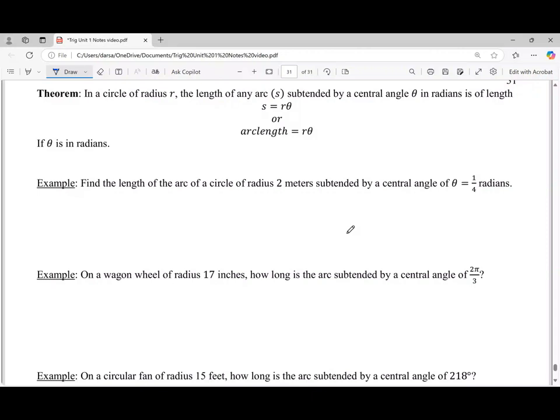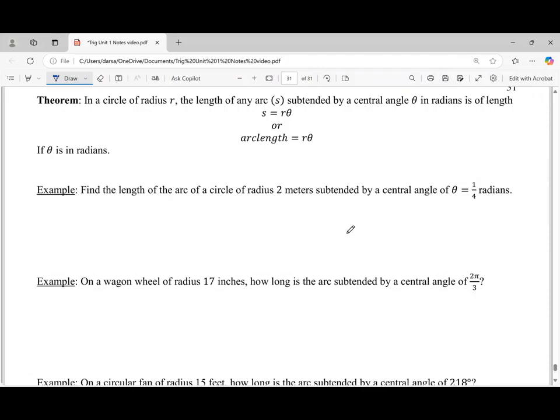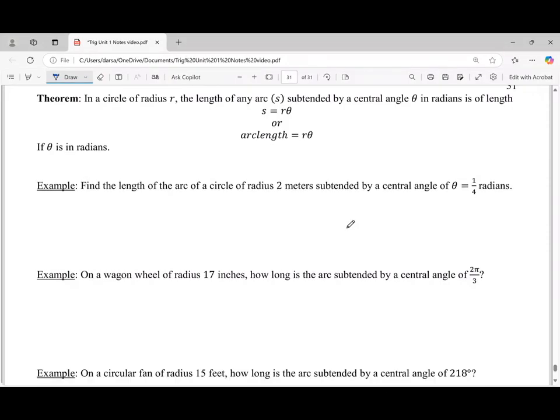The arc length of any arc on a circle of radius r that is subtended by a central angle of theta radians is equal to S equals r theta. That was a really complicated statement.